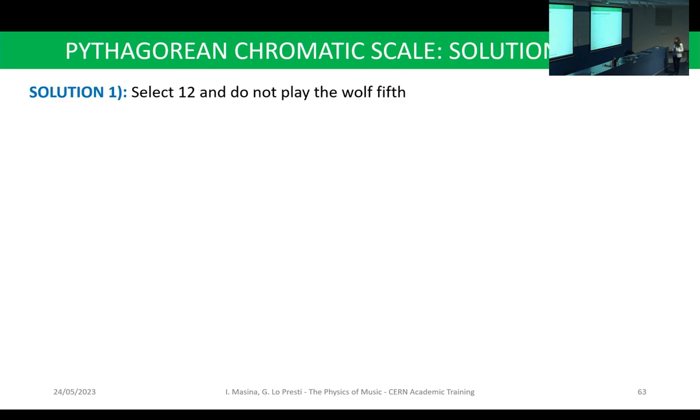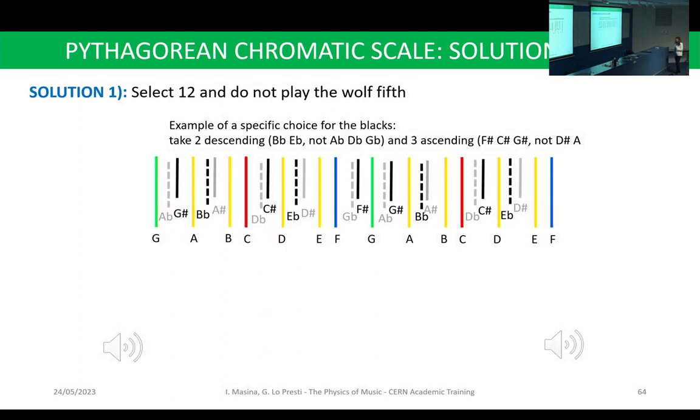And so, solution, you can envisage various solutions. Select just 12, in the sense that you use the 7 white and you select 5 black among those we obtained, and do not play a specific interval known as the Wolf fifth. This is an example of a specific choice for the blacks. Take 2 descending, B flat and E flat, not the other, and just 3 ascending sharps. And you ignore the gray, and you just take the black.